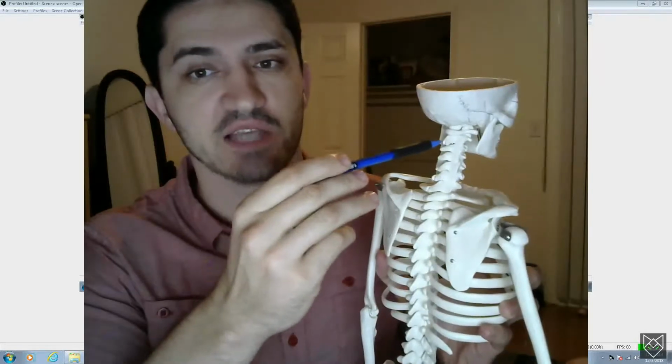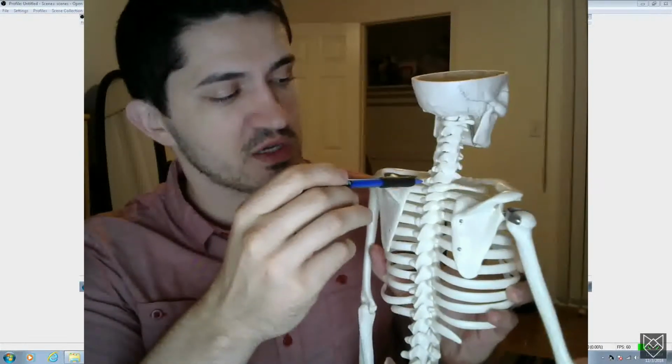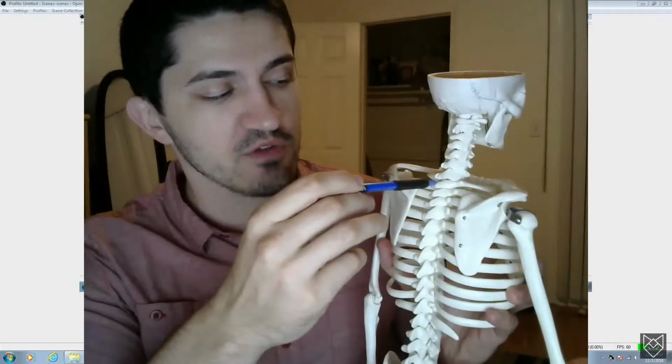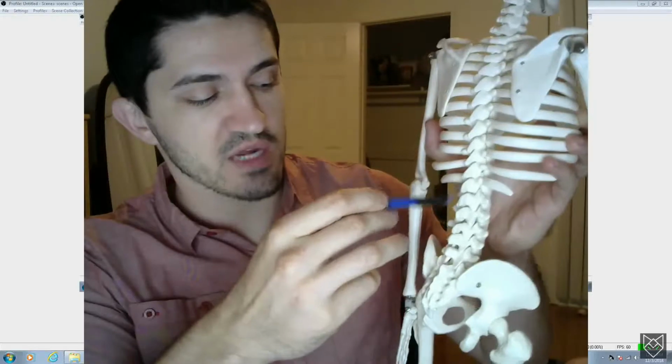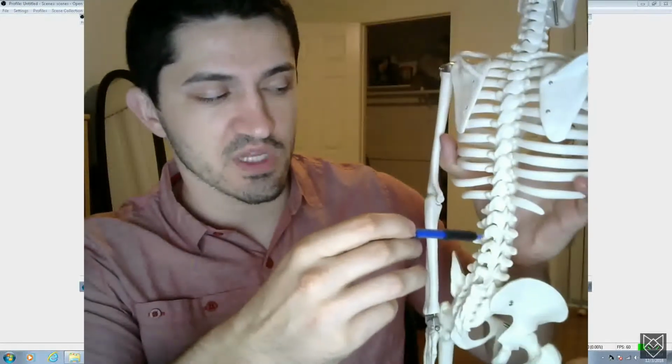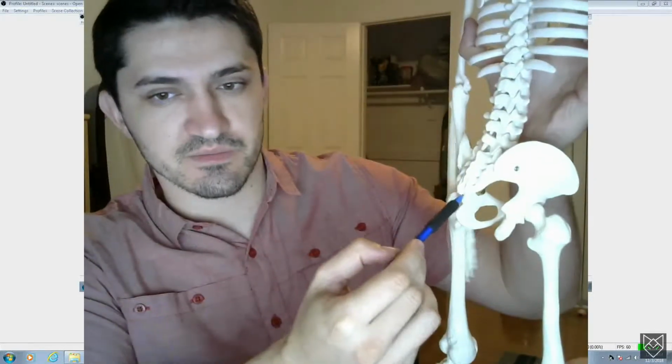Next, we're going to take a quick look at the vertebral column. At the very top, the first cervical vertebra is the atlas. The second is called the axis. The cervical vertebrae are the first 7 vertebrae. The next 12 are the thoracic vertebrae. And the ones below that, until the sacrum, are the lumbar vertebrae. Below the lumbar is the sacrum, and below that is the coccyx. And that covers the vertebral column.